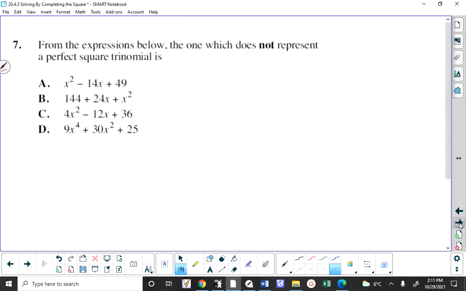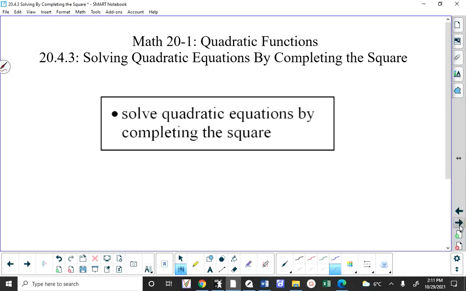So now we are going to look at the next lesson, 20.4.3, solving quadratic equations by completing the square. I bet you were disappointed when we finished working with completing the square because you probably thought, oh, we'll never get to complete the square again. But we do. We are looking now at completing a square, not to determine where the vertex of a function is. We're completing a square to solve an equation.